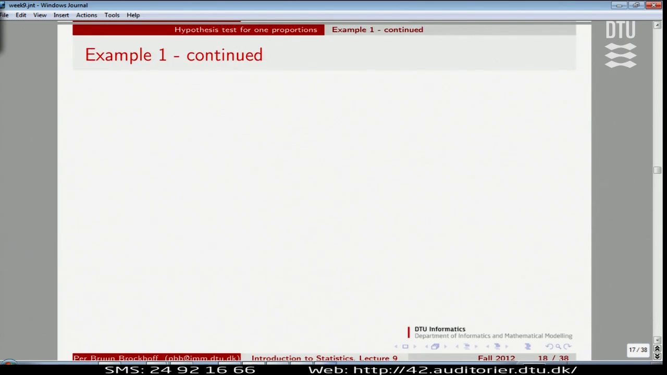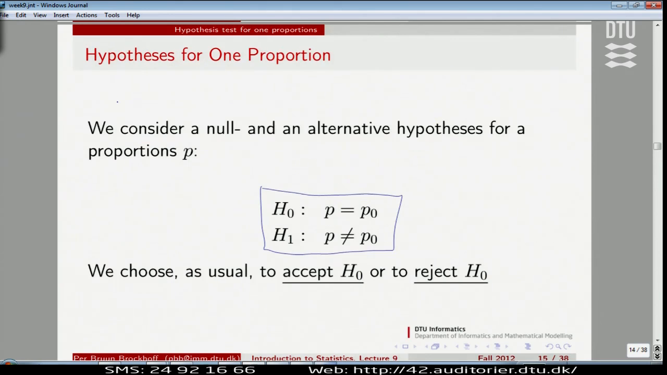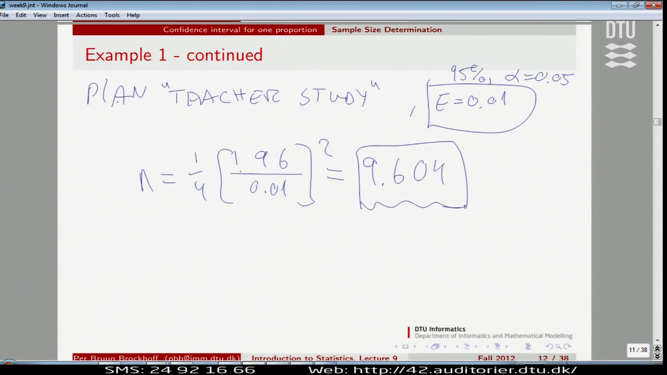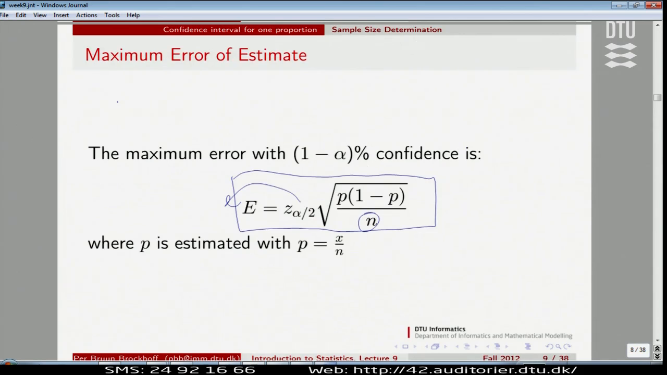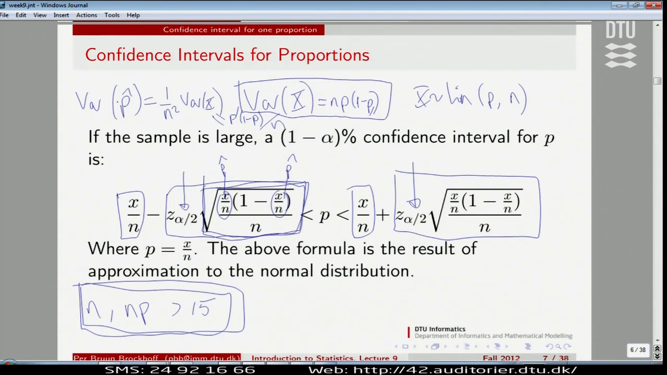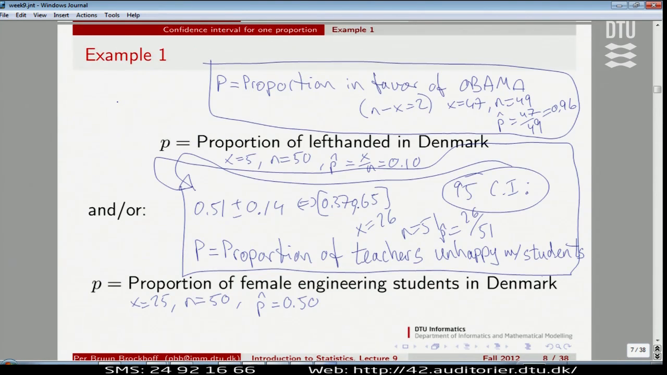Which hypothesis test should we test now? Let's see. Let's go back and see. I didn't necessarily decide before I came here which one. We have a number of different cases that we were looking at.